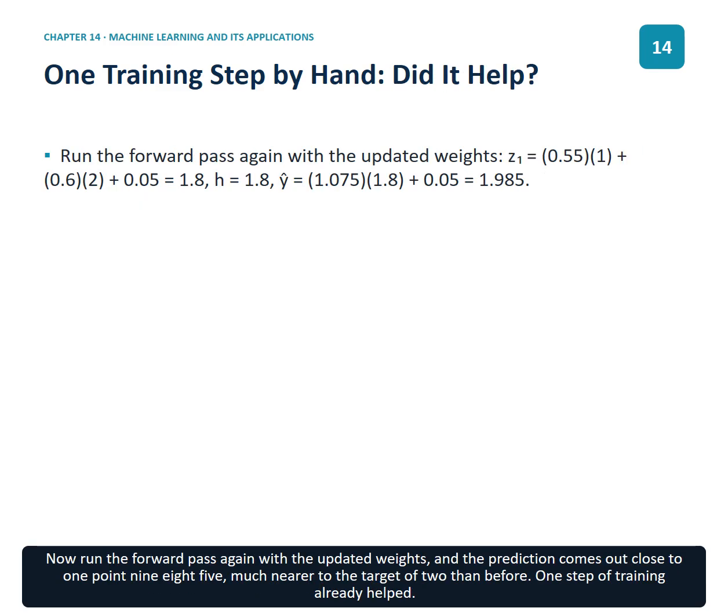Now run the forward pass again with the updated weights, and the prediction comes out close to 1.985, much nearer to the target of 2 than before. One step of training already helped.